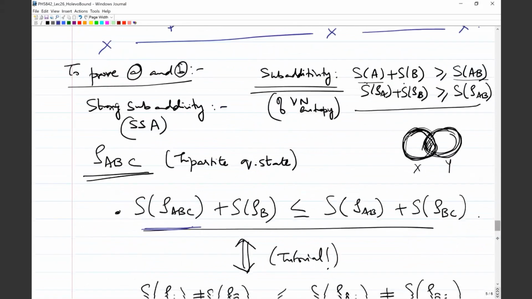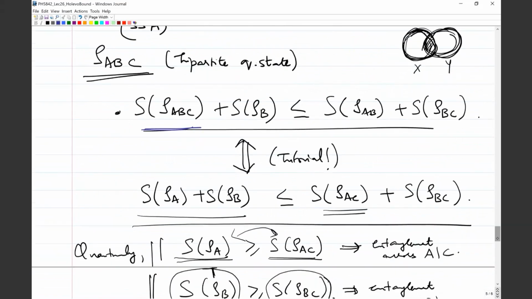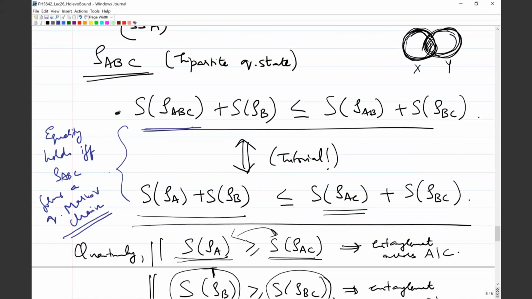But in this tripartite case, it turns out that equality holds if and only if, the way I've written it, with ABC like this, this tripartite state rho ABC forms what is called a quantum Markov chain. Okay, and it should form the quantum Markov chain in a particular sequence, which is ABC.